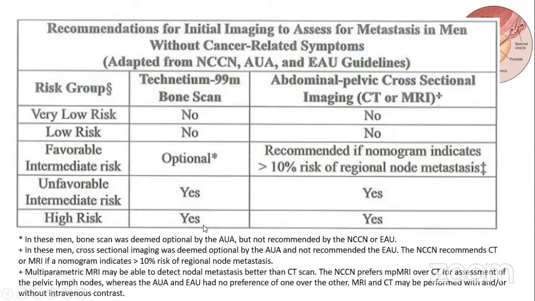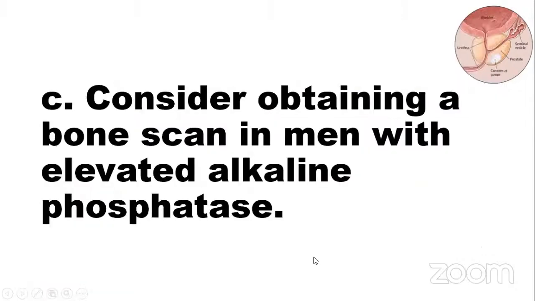Okay, so multiparametric MRI may be able to detect nodal metastasis better than CT. The NCCN prefers multiparametric MRI over CT for assessment of the pelvic lymph nodes, while AUA and EAU had no preference of one over the other. MRI or CT may be performed with or without intravenous contrast. So remember, the NCCN prefers multiparametric MRI over CT compared with the AUA or EAU guidelines.